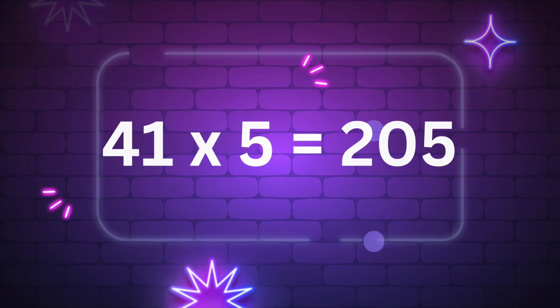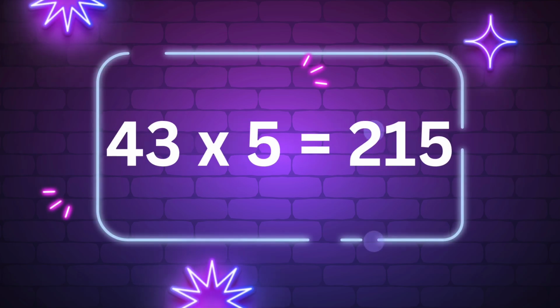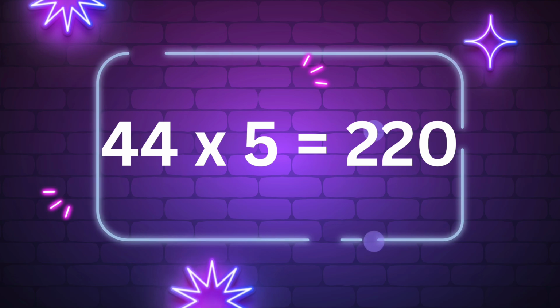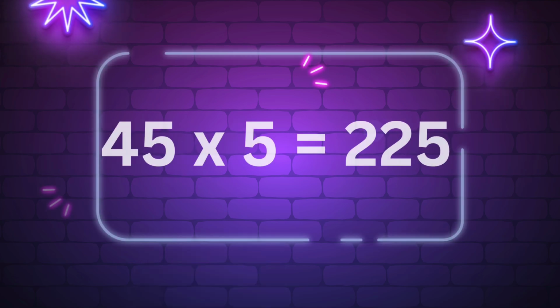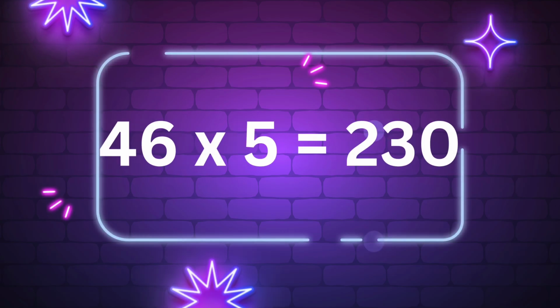41 times 5 is 205. 42 times 5 is 210. 43 times 5 is 215. 44 times 5 is 220. 45 times 5 is 225.